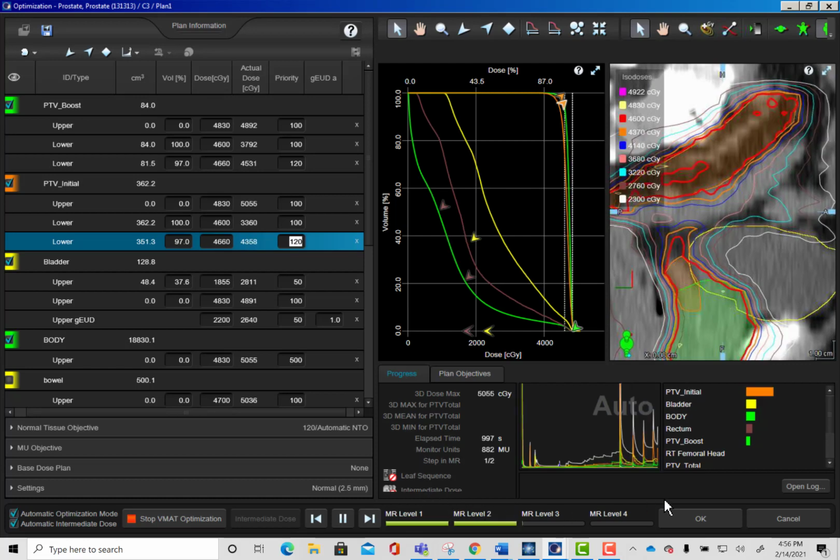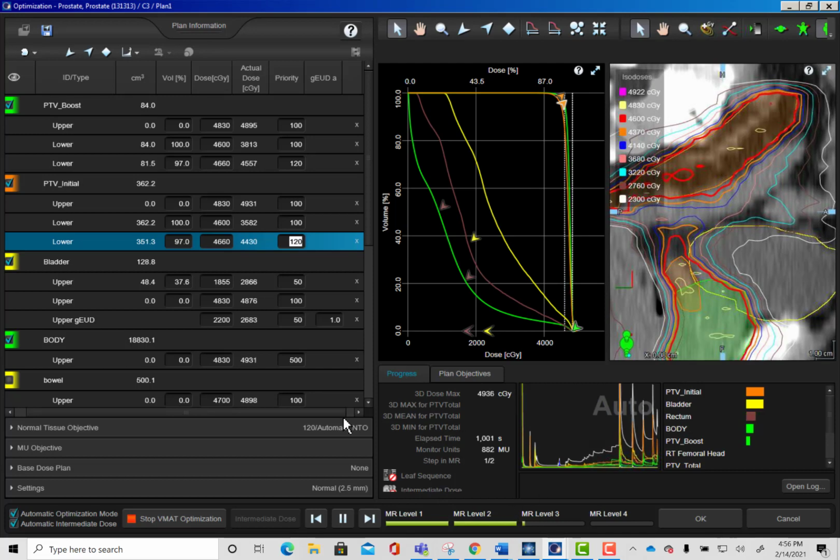I'm just letting this play through, but like I always say, pause, pause, pause. It'll help your plan out a lot. Level 3, I'm gonna bump this up, try to get that initial node volume covered a little bit better.